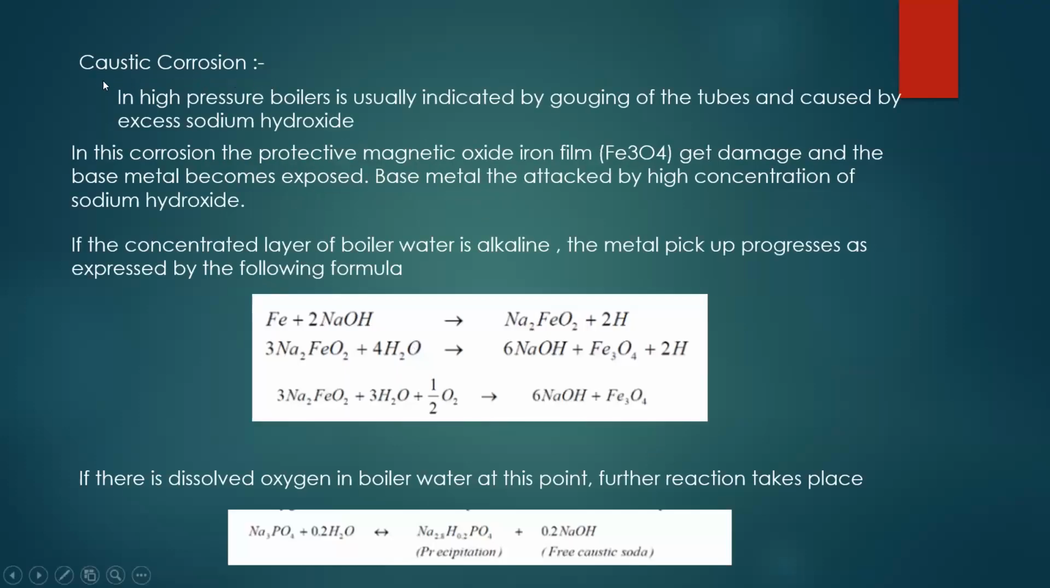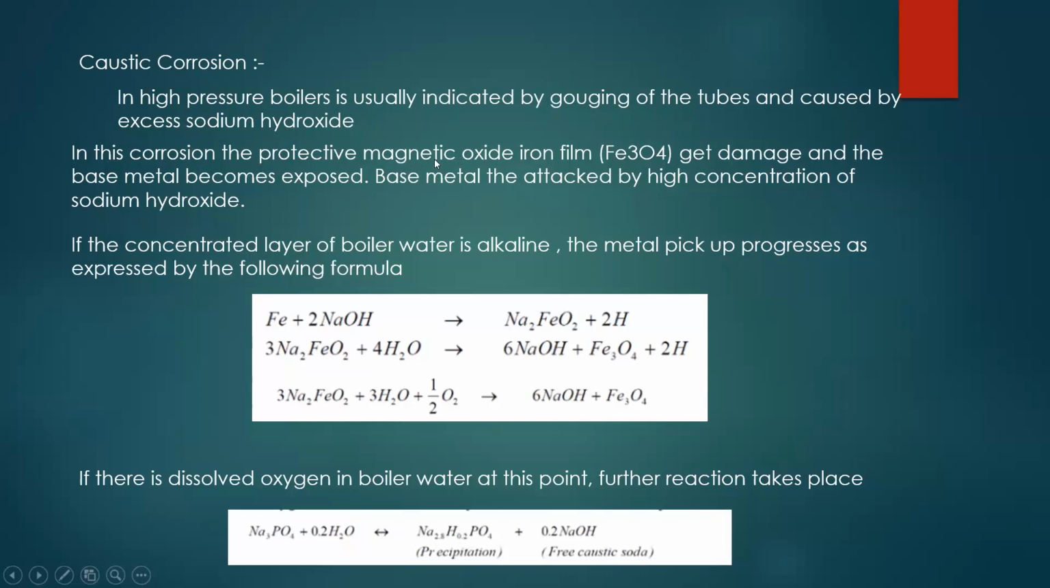I think you must have seen this question, caustic corrosion, a favorite question in MMD. So what is caustic corrosion? It means where the alkalinity level increases. It occurs in high pressure boilers, usually indicated by gauging the tube. When you measure the thickness of the tube, you get to know whether there is caustic corrosion or not. It is caused by excess sodium hydroxide. If excess sodium hydroxide is present in the water, caustic corrosion will take place.